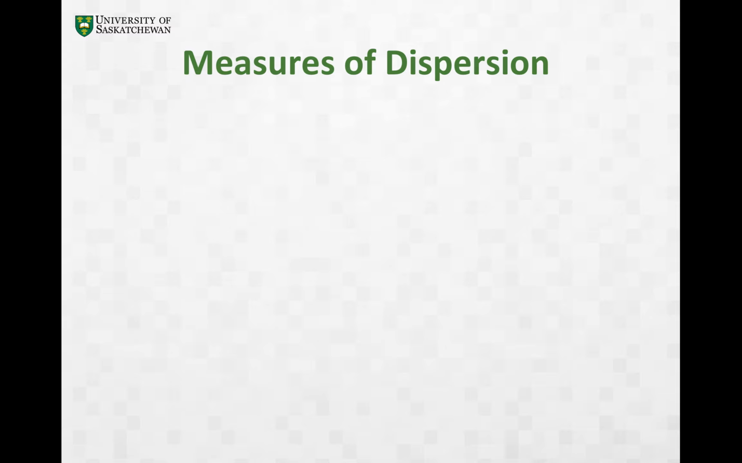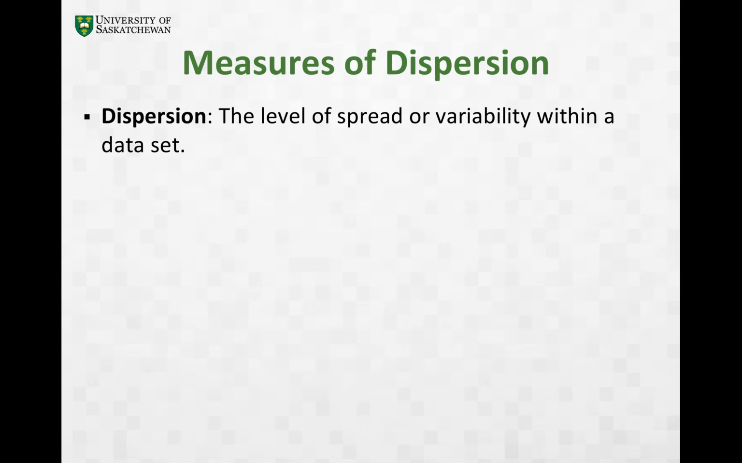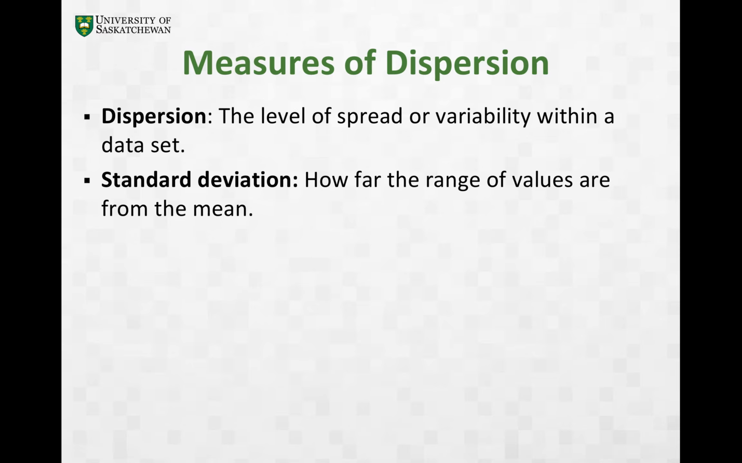At the same time, we've got these ways of finding the middle, but how do we find how far the data is spread from the middle? Well, we have several different ways. One is what we call the standard deviation. When you begin to read some peer-reviewed articles, you're going to see this standard deviation, or SD. This really measures how far the range of values are from the mean, from the middle.